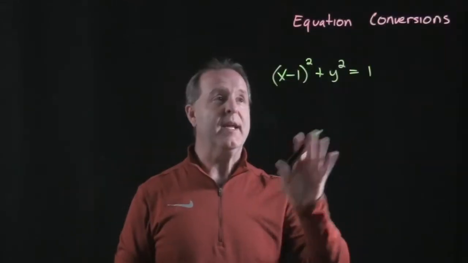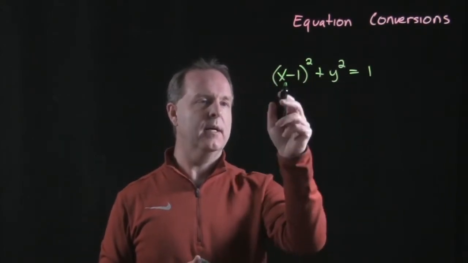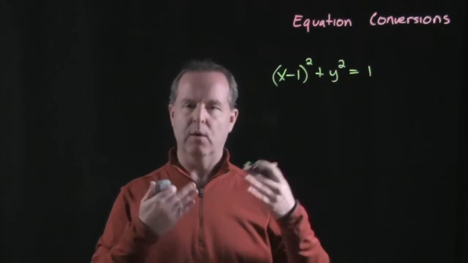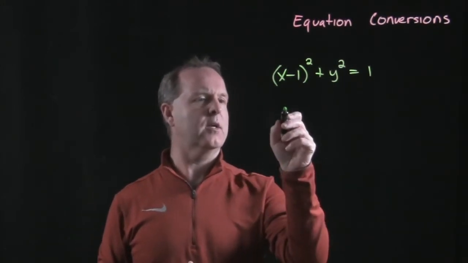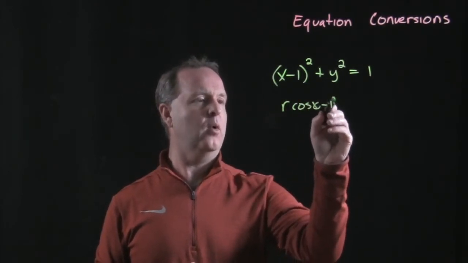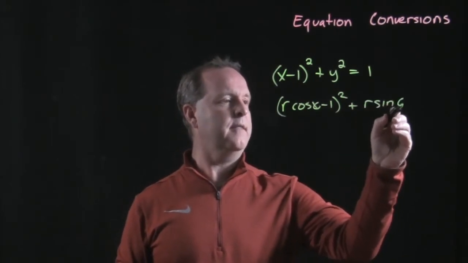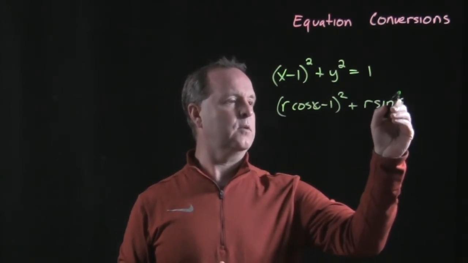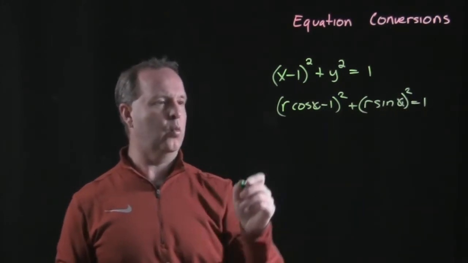Another example of converting rectangular equations to polar equations. Again, remember x and y. We want to rewrite this in terms of r and theta. x was r cosine theta. So we have (r cosine theta minus 1) squared plus (r sine theta) squared equals 1. Work this out.